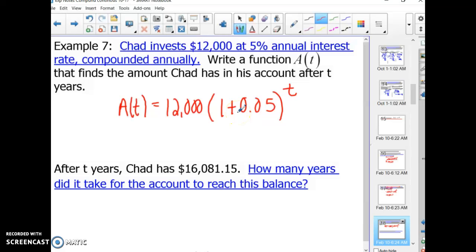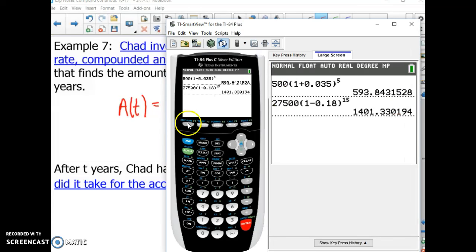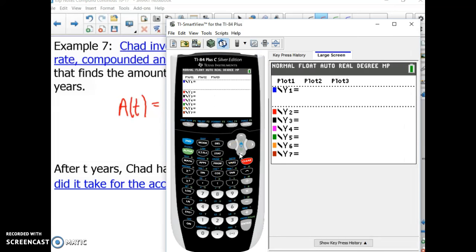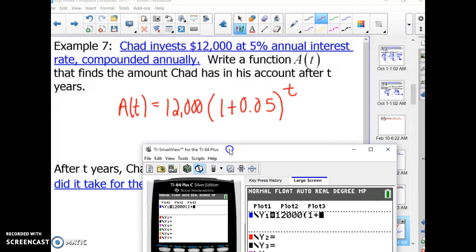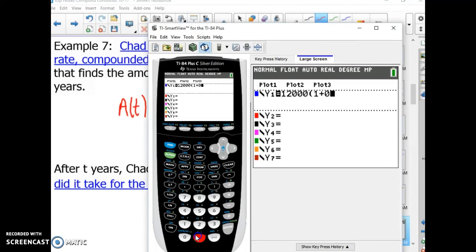So here's the next part. After t years, Chad has $16,081. How many years did it take? I'm going to go plug and chug that into an equation in my calculator. So here we are, $12,000. We're going to add 1 plus 0.05, and it's raised to the x.